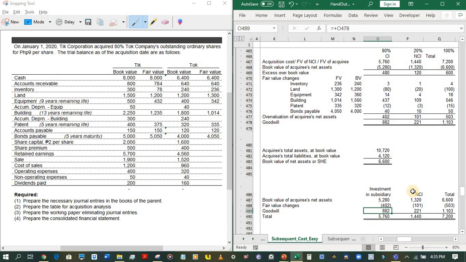Let's check whether the total amounts under the investment in subsidiary account will equal 5,760. As I highlight these three values, the sum is 5,760, and that is the total amount of investment in subsidiary that we need to eliminate. And for the NCI, as I highlight these three values, the total is 1,440, which is equal to the fair value of NCI. And this is the amount that we need to recognize in the eliminating entry.